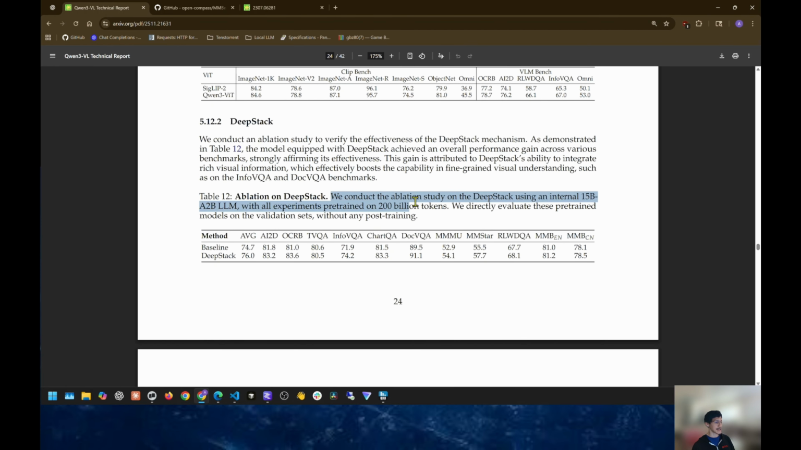We conduct the ablation study on the deep stack using an internal 15B A2B LLM with all experiments pre-trained on 200 billion tokens. We directly evaluate these pre-trained models on the validation sets without any post-training.